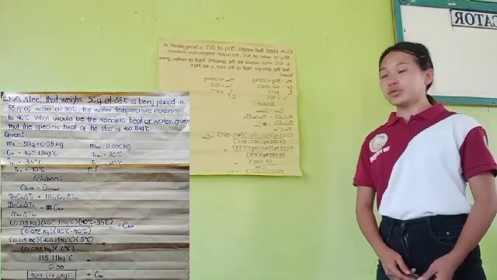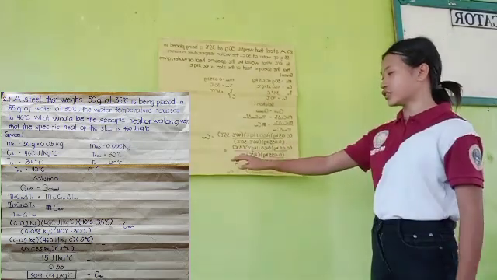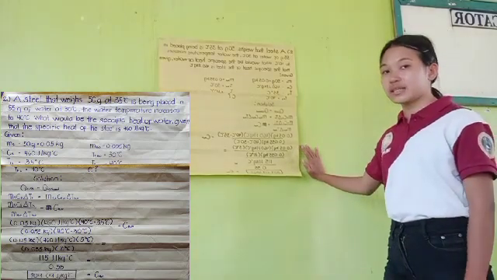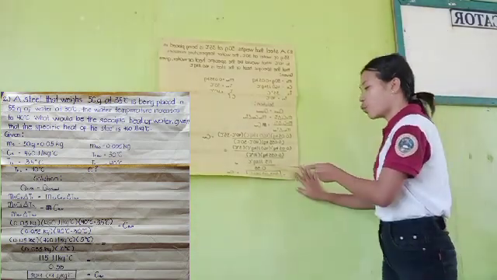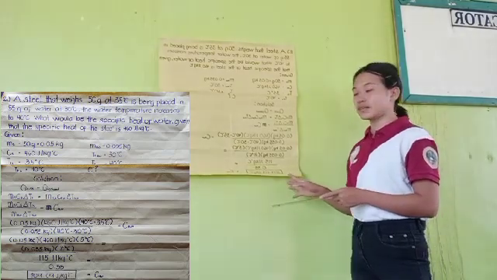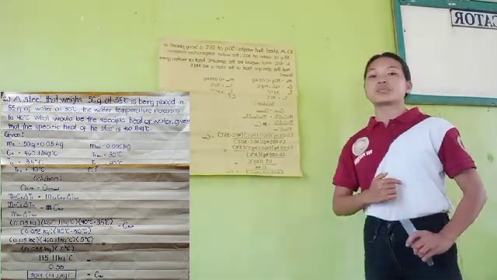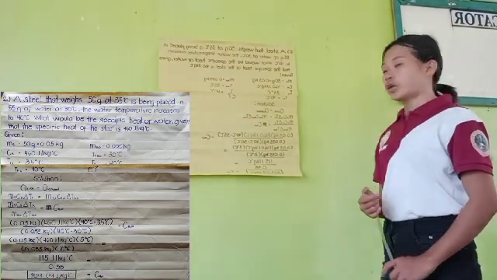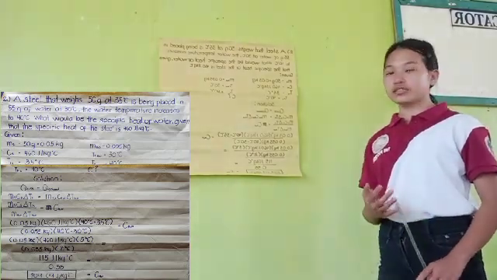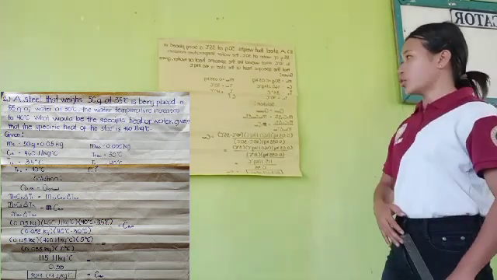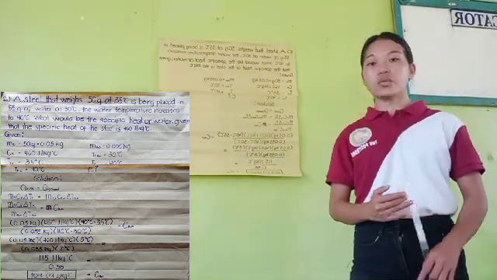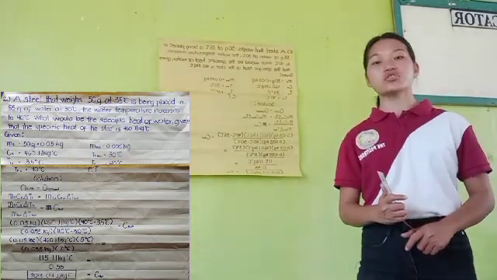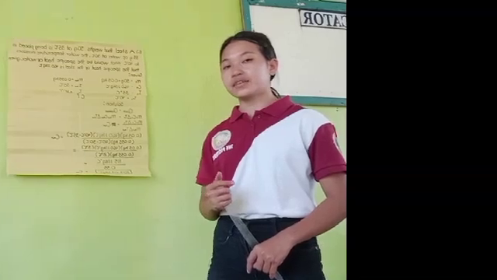So cancel the same units, which are the kilogram and the degree Celsius. So we have joules per kilogram degree Celsius left. So 115 joules per kilogram degree Celsius divided by 0.55 is equal to 209.09 joules per kilogram degree Celsius. So the specific heat of the water is 209.09 joules per kilogram degree Celsius.